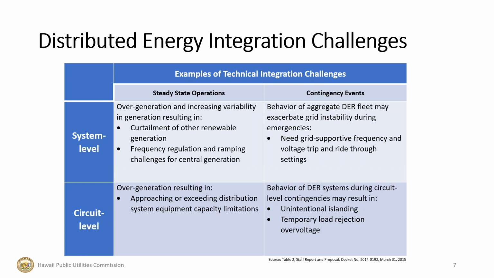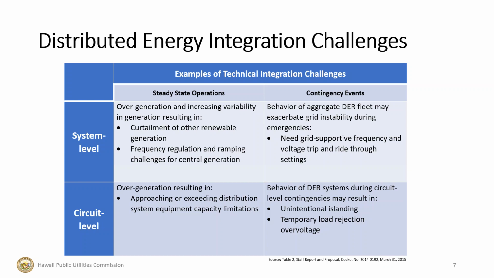And in the columns, you'll see they're differentiated between steady state operations, or normal or typical grid conditions, and contingency events, which refers to unexpected or unplanned events. And the good news is that in the last several years, solutions or mitigations for most of these technical challenges have been developed and implemented here.